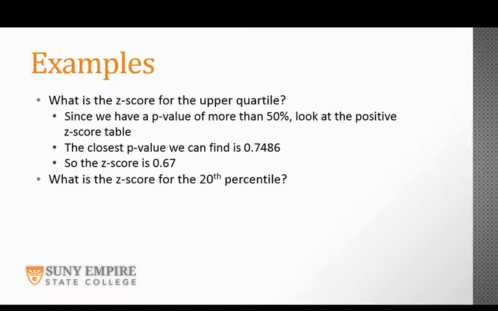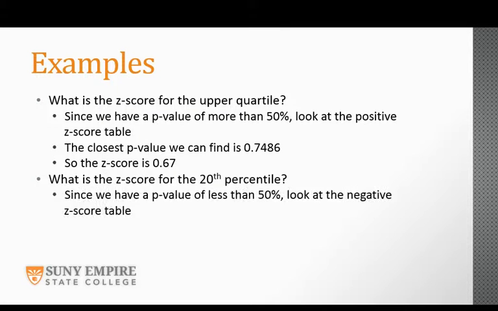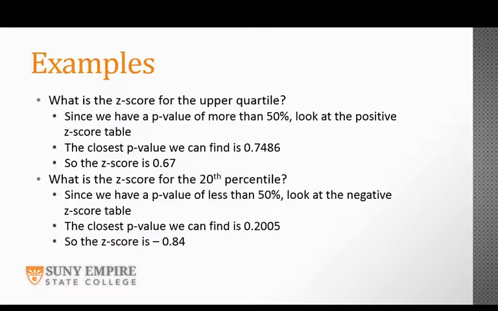What if we want to find the z-score that results in the 20th percentile? This time, our percent is less than 50, so we will inspect the table for negative z-scores. The closest p-value to 20% we can find is 0.2005. This is a z-score of negative 0.84. How will this process work in the real world when we had to normalize the values to find the p-values?